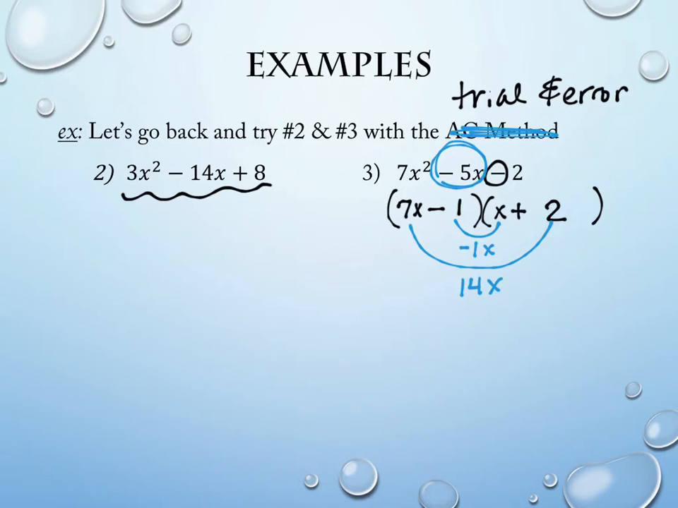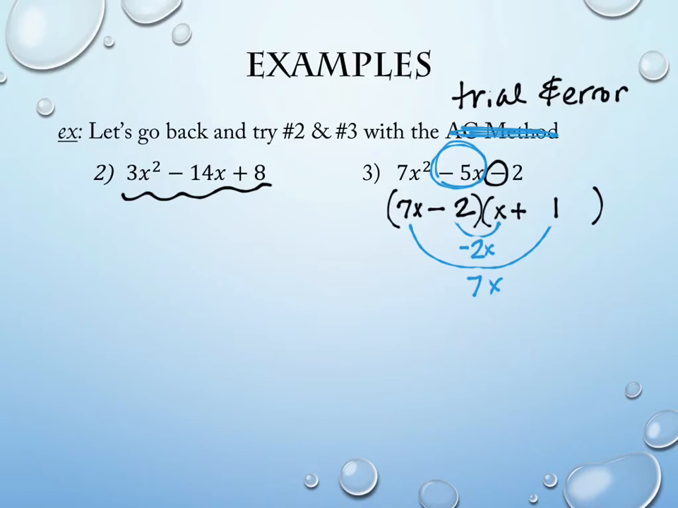If we change the numbers, so this 1 and this 2 switch, now I've got a 2 and a 1, okay? So if I change the numbers, I've got -2x now, and I have +7x. Does that give me the number I'm supposed to have in the middle?